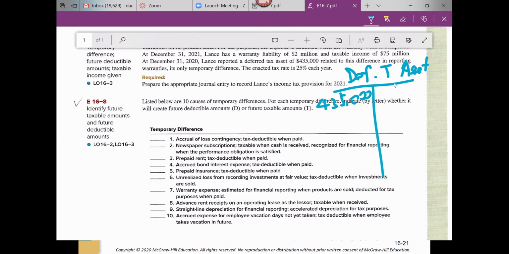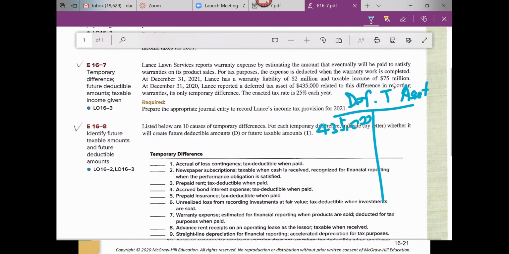Then you talk about this year. What are we going to do? You want to calculate what the balance is in this deferred tax assets account. So you want to look at the balance of your future deductible amounts, which is the total difference between accounting income and taxable income. So what's the total difference between accounting income and taxable income? What do you think?